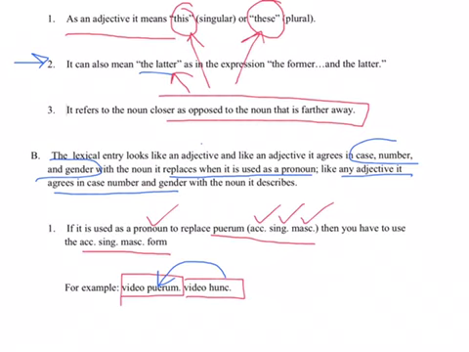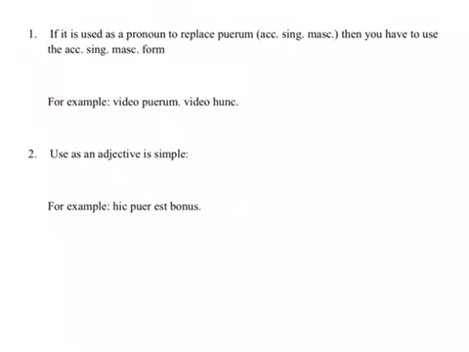Hunc has replaced puerum, and instead of saying I see a boy or I see the boy, you say I see this masculine thing. And from the context, presumably, you would know that the speaker or the writer was talking about a boy. If it is used as a pronoun to replace puerum, then you have to use the exact same case, number and gender, and there's no difference when you use it as an adjective.